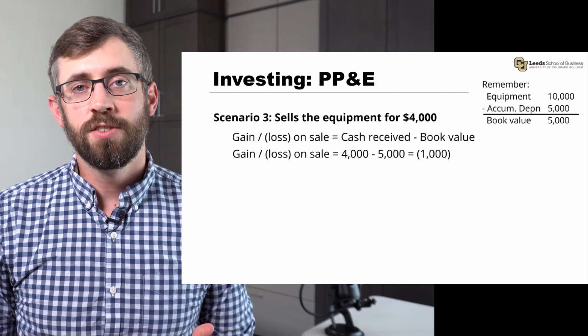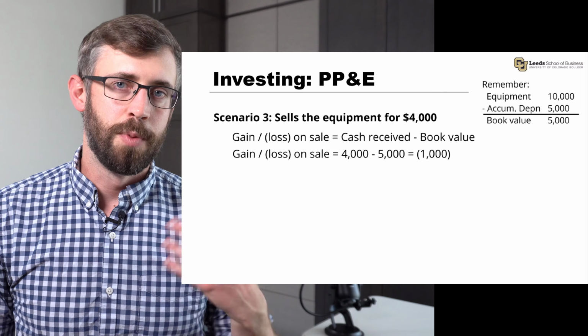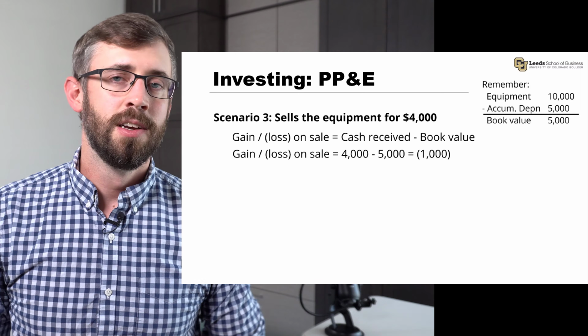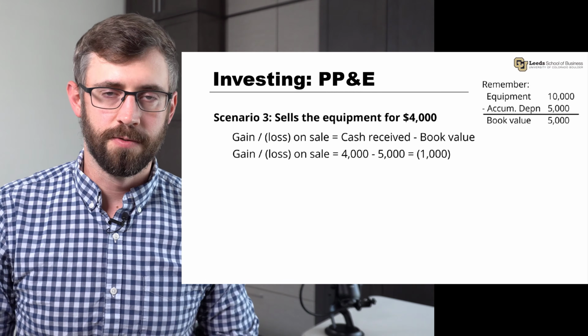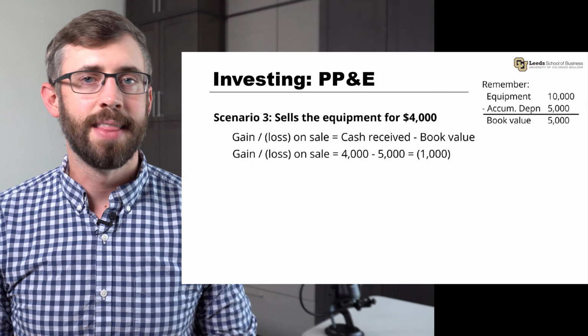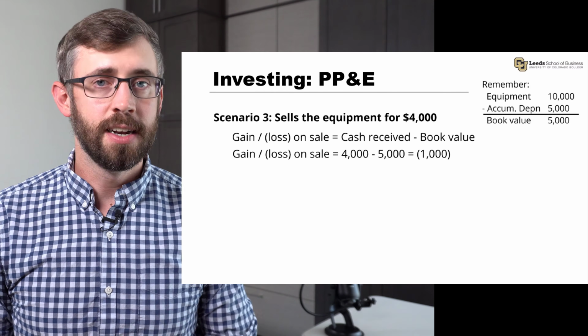Now we'll do the reverse if we sell this thing at a loss. Suppose we sell it for $4,000. Well, that's not so good, right? We thought it was worth $5,000 on our books. We sold it for $4,000. That's going to generate a $1,000 loss on our income statement.